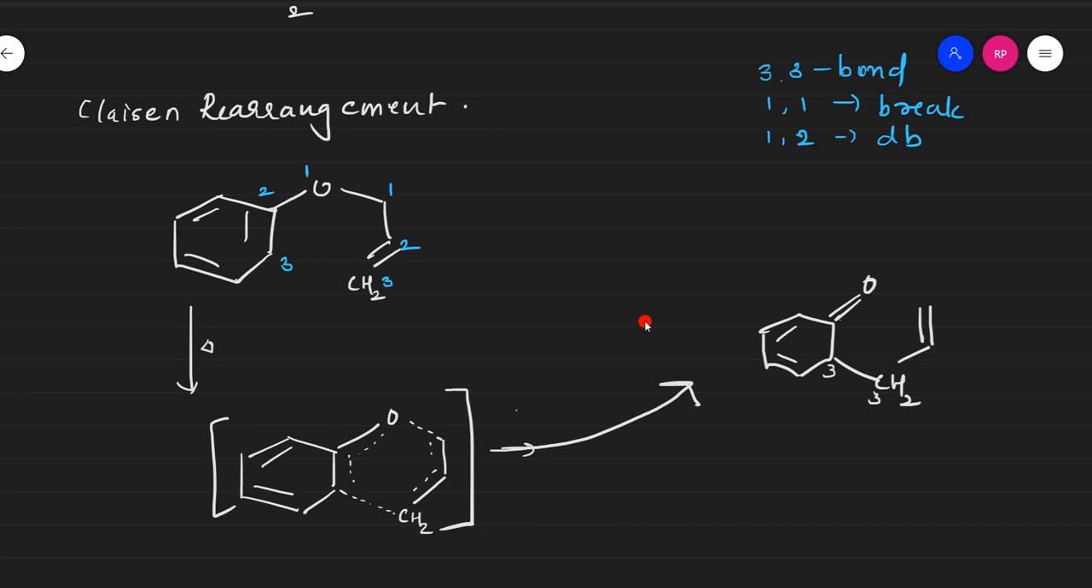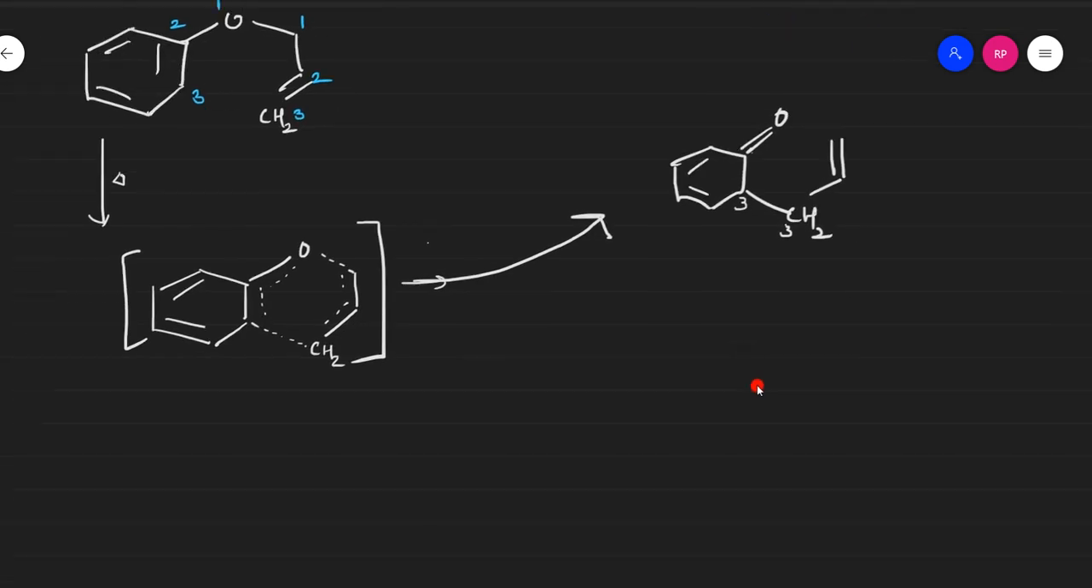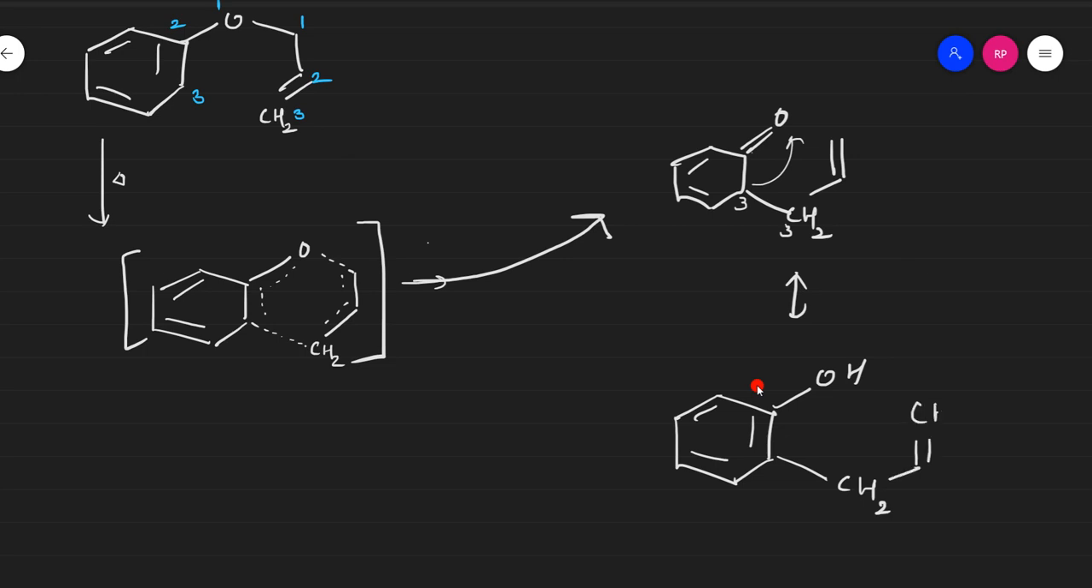And this will also undergo tautomerism. So keto-enol tautomerism, because you get a stable benzene ring over here. So this H from here shifts over here, and CH2 CH2. This is the product that you get.